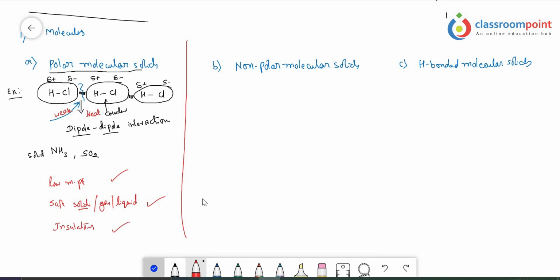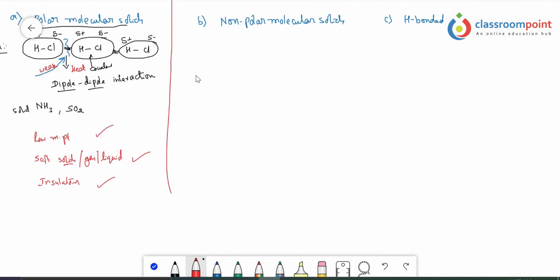Now come to the non-polar molecular solids. In the case of the non-polar molecular solids, this is somewhat different from the polar molecular solids. Generally, for non-polar molecular solids, we can take carbon dioxide as an example, and it's a beautiful example. Carbon and oxygen: oxygen is more electronegative than carbon, so oxygen tries to withdraw the electrons towards its side. As a result, oxygen gets the partial negative charge. Carbon, since it is losing its electrons to the oxygen, gets the partial positive charge. And between here also, oxygen gets the partial negative charge, and carbon gets the partial positive charge.